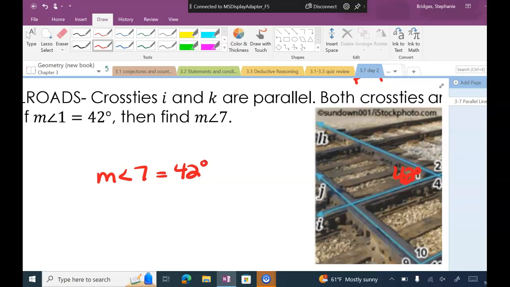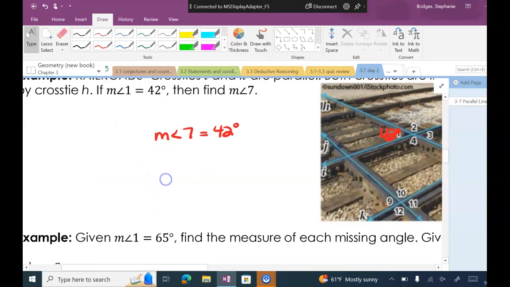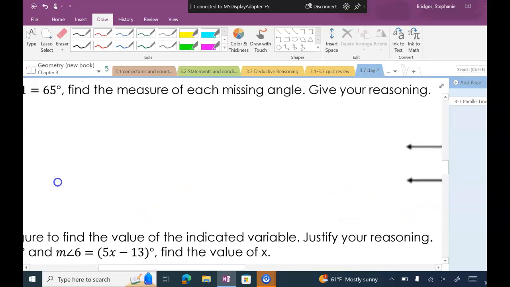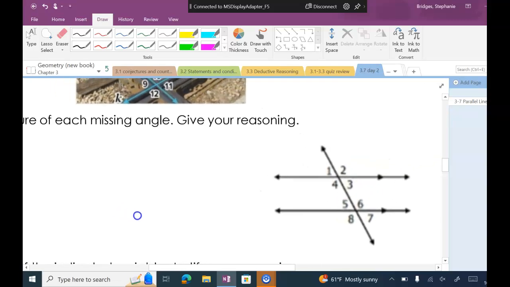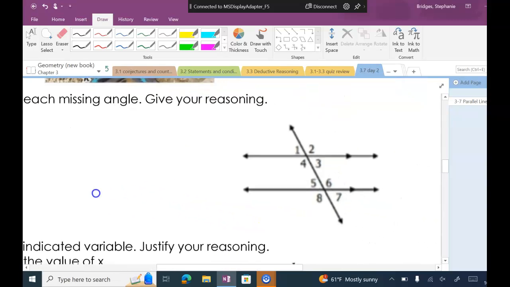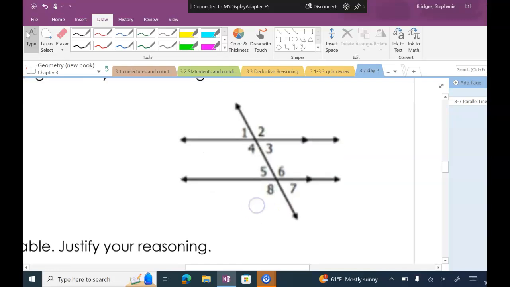Everybody okay? All right, let's take a look at this picture. It's giving me the measure of angle 1 is 65 degrees. And it's basically asking me to find all of the other angles, correct? Okay, so what I want to do is talk about this because you will have something like this when we take our test on this section. Remember, we're doing our 9 weeks test first, but when we take a test on this, we are going to have a problem similar to this.